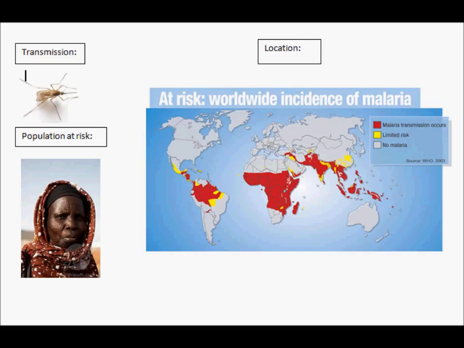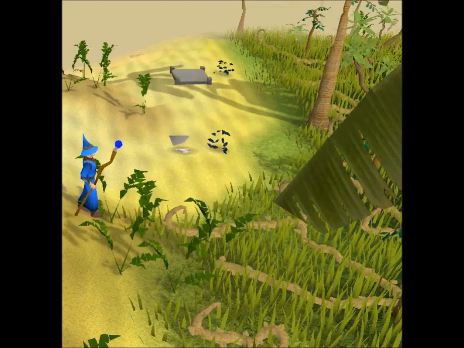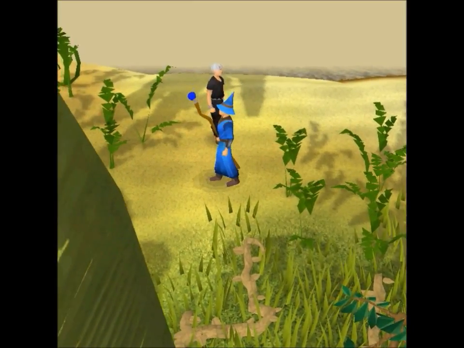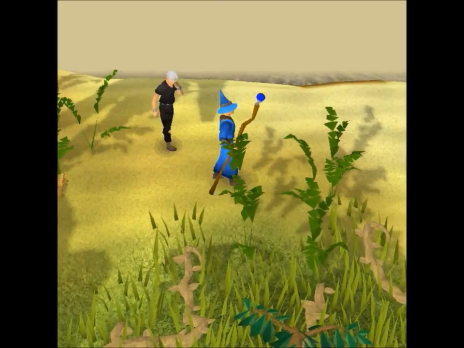Here is a diagram showing in more detail the transmission, location, and population at risk for malaria. Malaria can be treated with the use of antibiotics such as chloroquine, which is most commonly used. However, malaria can develop immunity to these treatments, and there is no universal treatment plan to extinguish the pathogen.